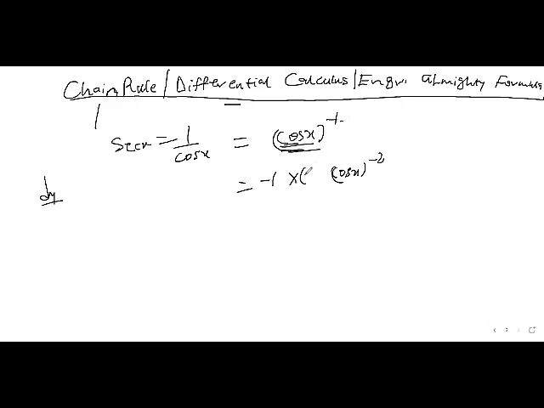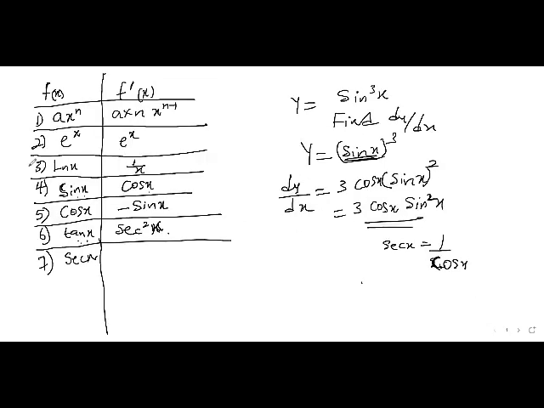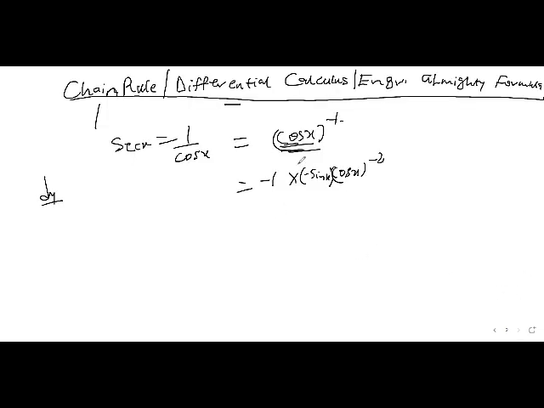When you differentiate cos x, you get minus sine x. Don't forget, look at this table. When you differentiate cos x, you will get minus sine x. So back to this place. Since we have gotten minus sine x, multiplied by minus 1, we'll get plus sine x. Then we have cos x raised to power minus 2. So this guy will come down. This becomes sine x all over cos x raised to power 2.